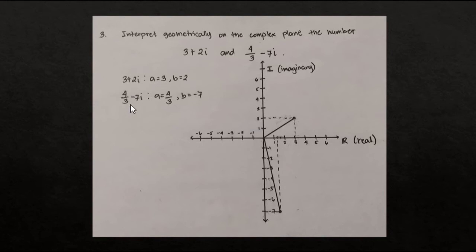A is 4/3, then B is negative 7. So, 4/3 is an improper fraction. In mixed form, that is 1 and 1/3. So, here is our 1 and 1/3. Then we have B, which is negative 7. So, that is our point here. From the origin, this is the distance, or the modulus, or the absolute value. Okay, that's how we interpret geometrically on the complex plane our given complex numbers.